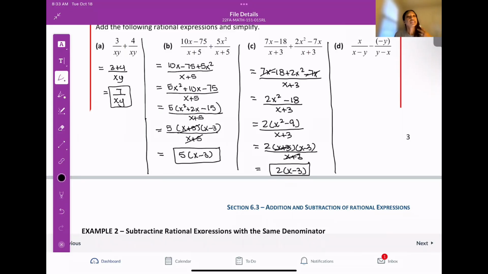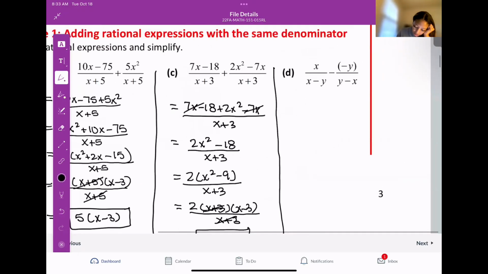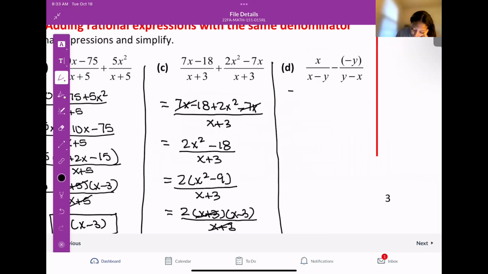Then on to part D. Now this is the one where we have to be a little careful with our denominators. We see here we have x over x minus y, and then minus negative y over y minus x. X minus y and y minus x are opposites. We can just factor out a negative from one of the denominators to help us simplify a little bit better. So let's write out what this should look like. We'll leave the first term the same right now, x over x minus y, and this will be minus negative y over y minus x, which is negative x minus y.